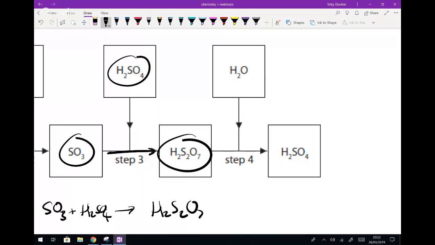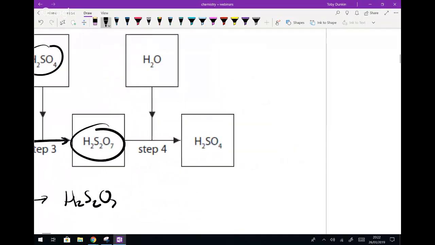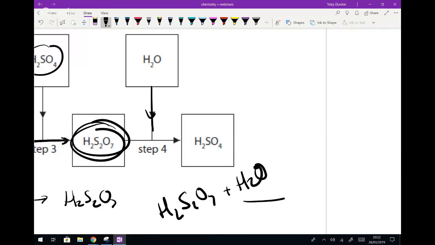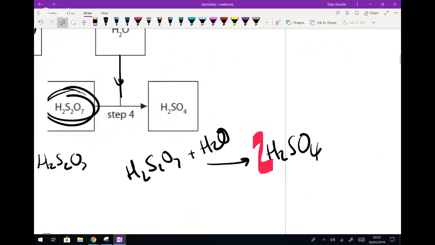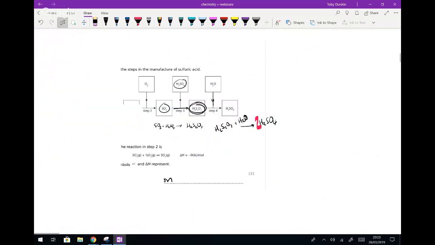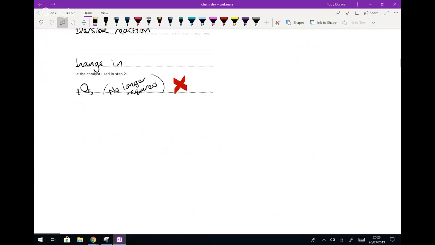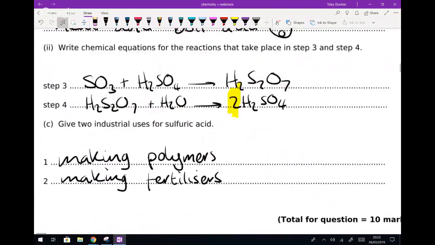H2SO4, there we go. Right, what about step 4? Step 4, I put in that guy and water. So H2S2O7, otherwise known as oleum, add water, and I now get H2SO4. And how many people forget to balance? The first one didn't need balancing, it all adds up. But the second one did, and everyone will miss that. So watch out for your balancing. If you write an equation, always check it's balanced.